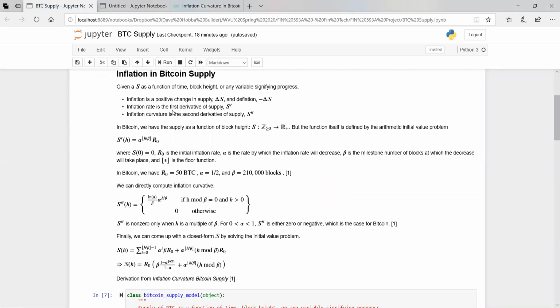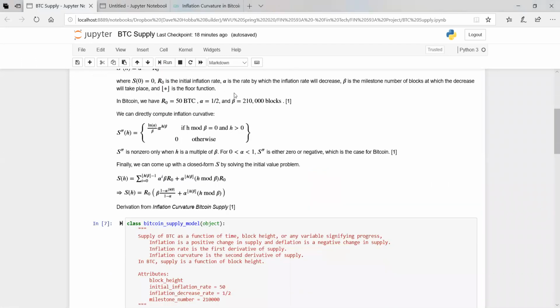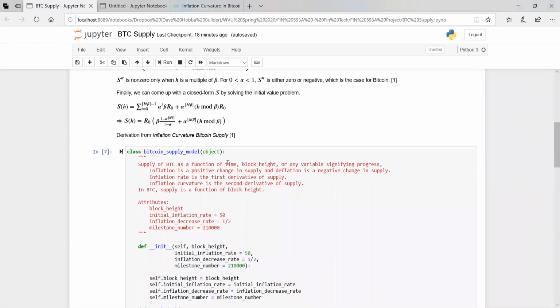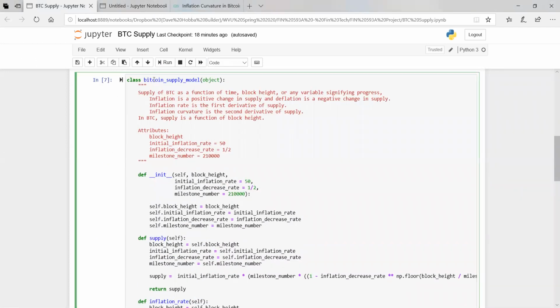So we have a model for the inflation rate, for the curvature, and then for the supply. The first derivative is the inflation rate, and that makes sense. That would be the rate of supply, or of an increase or decrease. So that would be the inflation. Then we have a class of Bitcoin supply model. Supply of BTC is a function of time, block height, or any variable signifying progress. Inflation is a positive change in supply, and deflation is a negative change in supply. Inflation rate is the first derivative. Inflation curvature is the second.